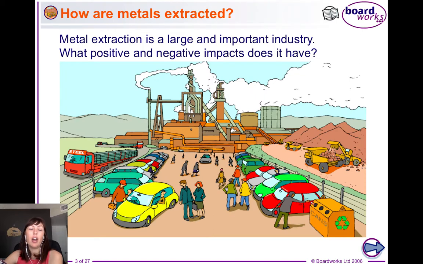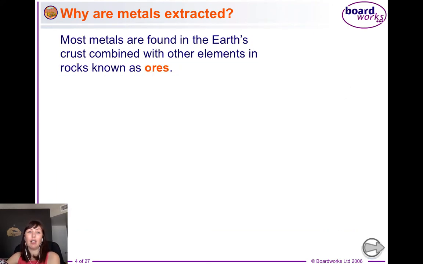Metal extraction is a very large and important industry in the developed and developing worlds. So what positive and negative impacts can you think of? Obviously, we use metals in a wide variety of applications, which have positive impacts, but there are also a lot of negative impacts associated.